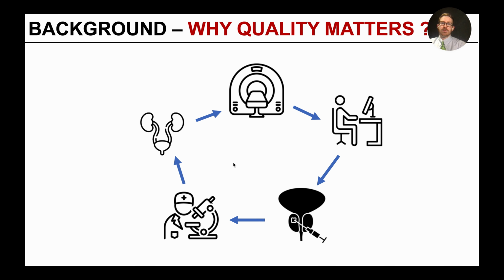A very important aspect of this loop that is vital to reiterate is that the quality of each step is heavily dependent on the quality of the previous steps, and therefore also influences the subsequent steps. If images are of poor quality, for example, radiologists are unable to provide meaningful information to the referring physician. If the radiologist's interpretation or target annotations are inaccurate, the targeted biopsy will miss cancers.